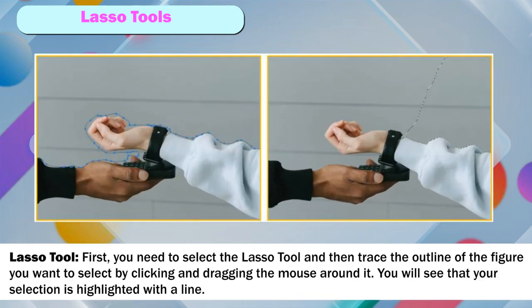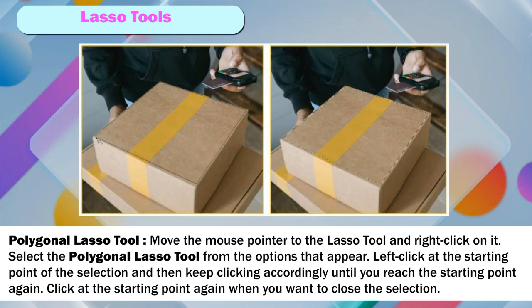Lasso tool. First, you need to select the lasso tool and then trace the outline of the figure you want to select by clicking and dragging the mouse around it. You will see that your selection is highlighted with a line. Polygonal lasso tool. Move the mouse pointer to the lasso tool and right-click on it. Select the polygonal lasso tool from the options that appear. Left-click at the starting point of the selection and then keep clicking accordingly until you reach the starting point again. Click at the starting point again when you want to close the selection.